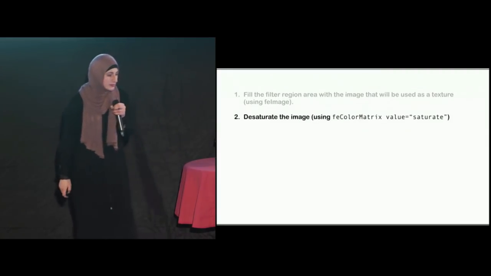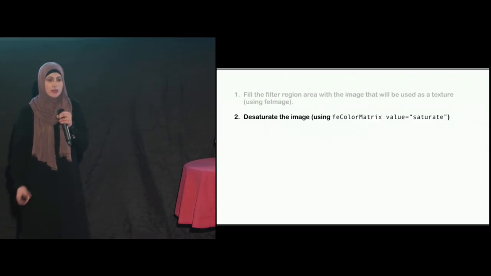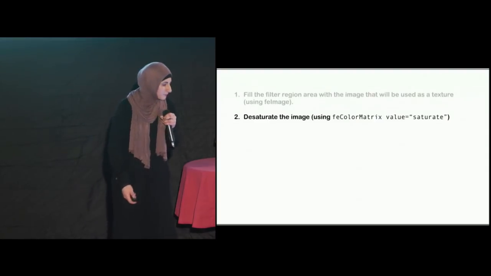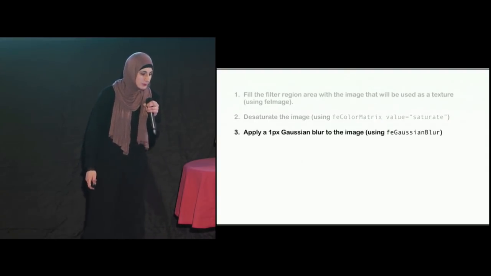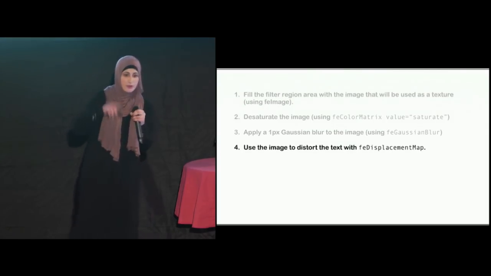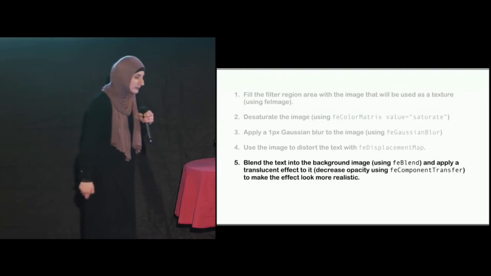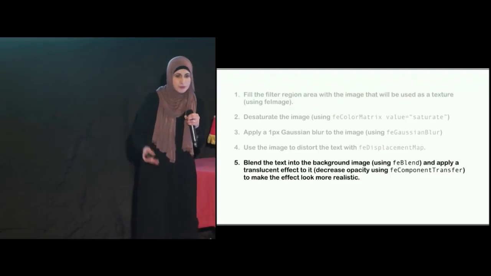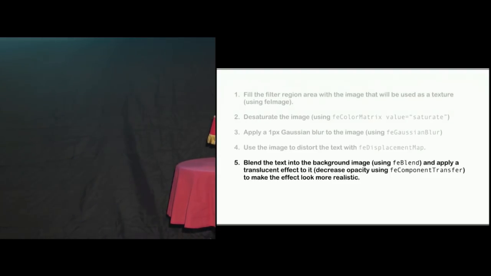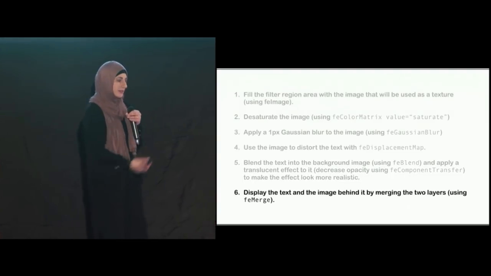We're going to desaturate it using color matrix, which is another filter primitive with the value saturate. Just like saturate in CSS, if you set the saturate to 0, the image is going to be desaturated. You apply a 1 pixel Gaussian blur to the image using FE Gaussian blur. Use the image to distort the text with displacement map. Blend the text into the background image using blend, and apply a translucent effect to it, just to make it a little bit more realistic, by decreasing the opacity using component transfer. And then we display the text on the image behind it by merging the two layers again.